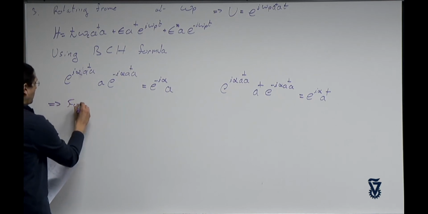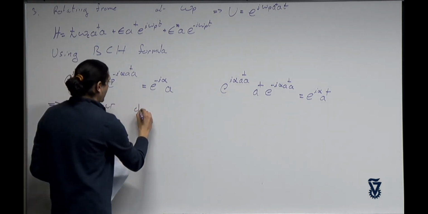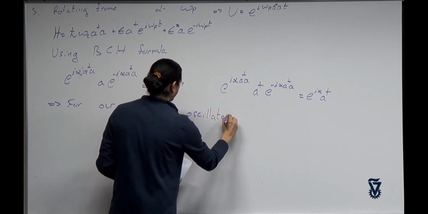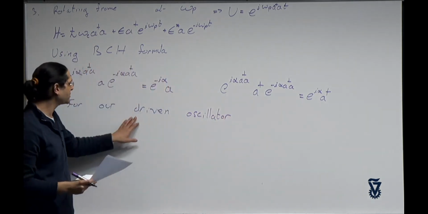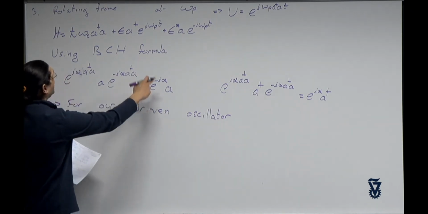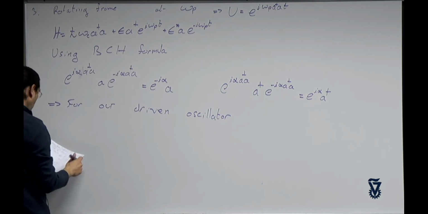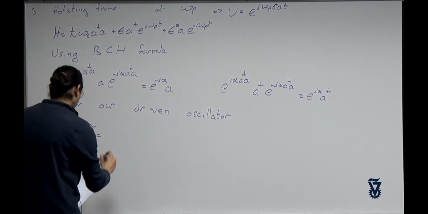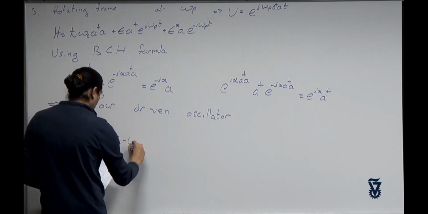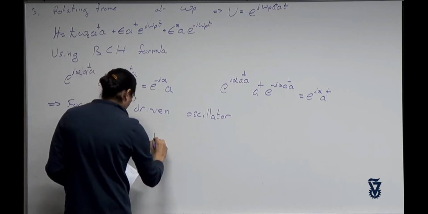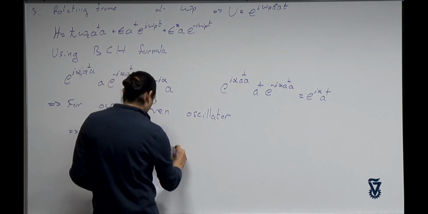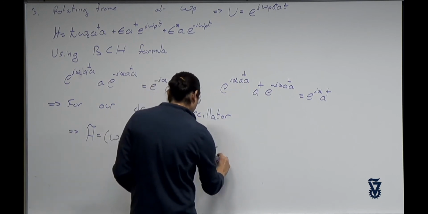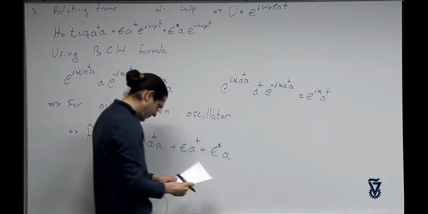So for our driven oscillator, if we do the transformation on this thing, what we will get is H tilde equals (omega C minus omega P) A dagger A plus epsilon A dagger plus epsilon star A.